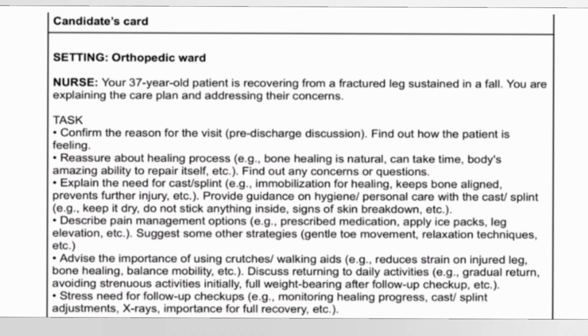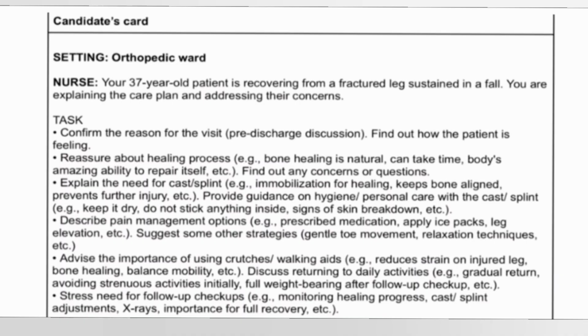And moving on, I would like to tell you the daily activities like gradual return and also avoid some stagnant activities initially, and with this full weight bearing after follow-up checkup, etcetera. So see here friends, we can construct this sentence like this.